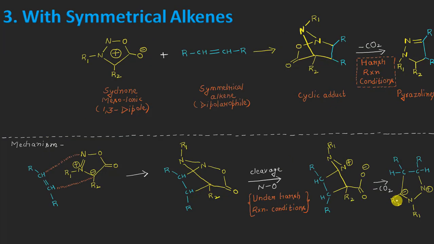And the next reaction, as you can see here, is with symmetrical alkene molecules. So here is our symmetrical alkene molecule, which will be acting as the dipolarophile in this reaction. And here is our 1,3 dipole, that same old reaction, the 1,3 dipolar cycloaddition, resulting in the formation of this type of cyclic adduct. And now we have something new here. You can see that in this step, for the removal of carbon dioxide, harsh reaction conditions are being provided, resulting in the formation of pyrazoline as the final product molecules.